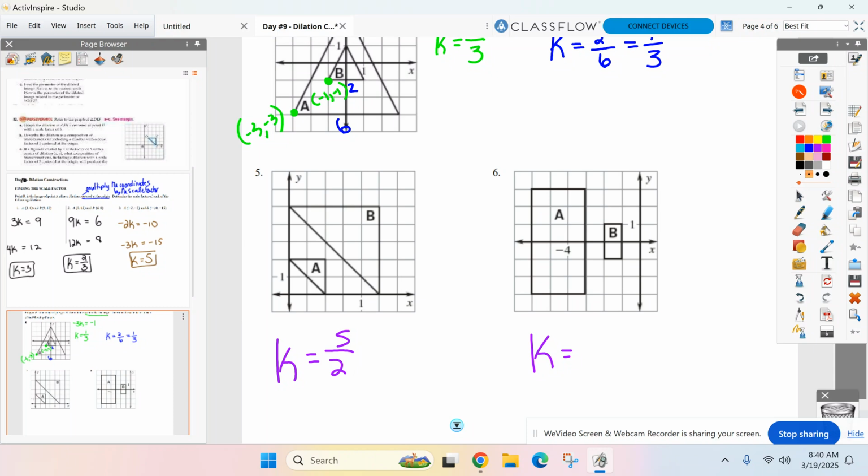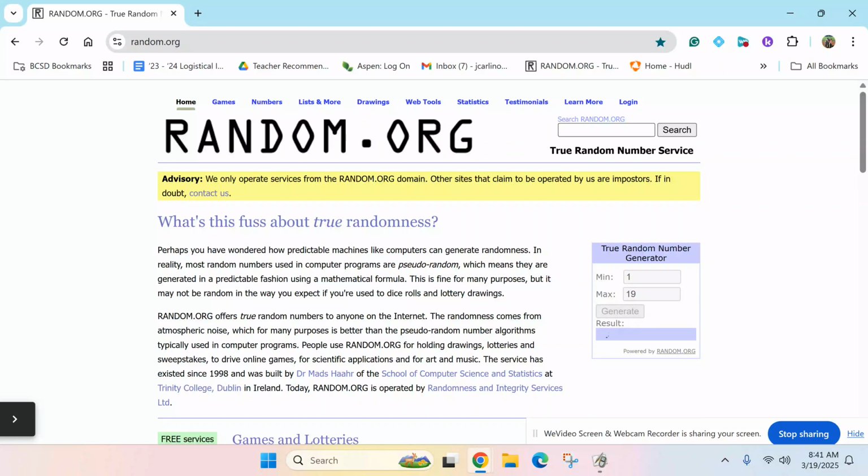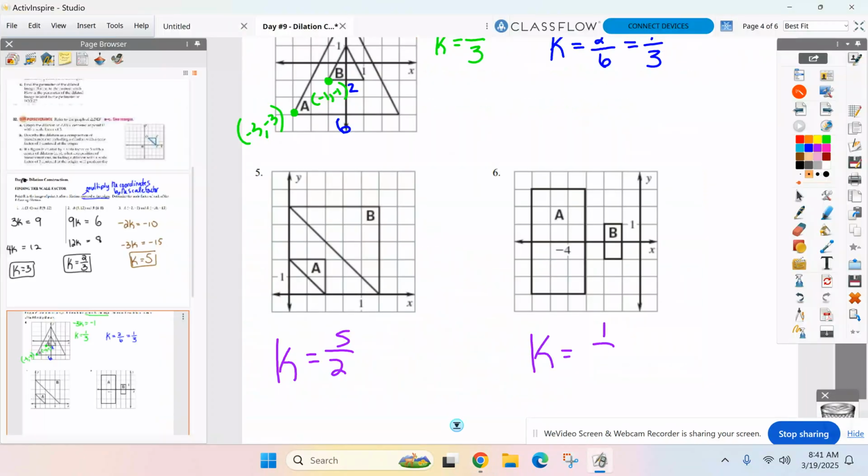Let's take a quick peek before I call on somebody. A to B, I should have a scale factor between 0 and 1 here because I'm getting smaller and closer to the origin. All right, so I should have a scale factor between 0 and 1 there. 1/3. 1/3 it is. Yep, 1/3.